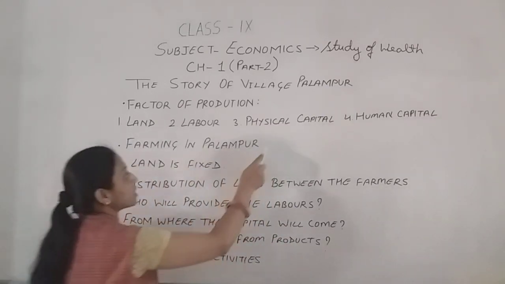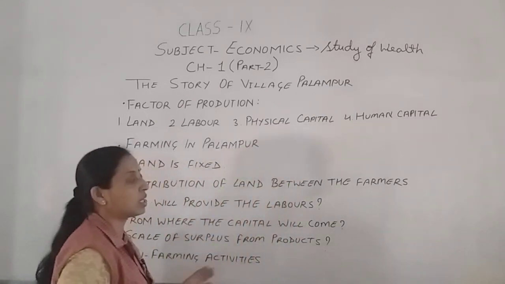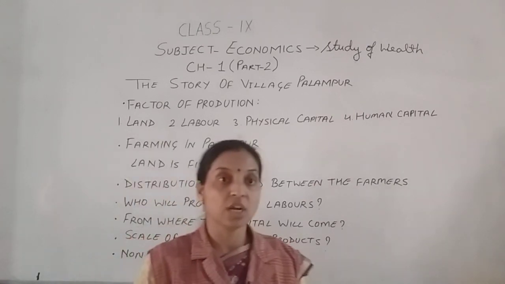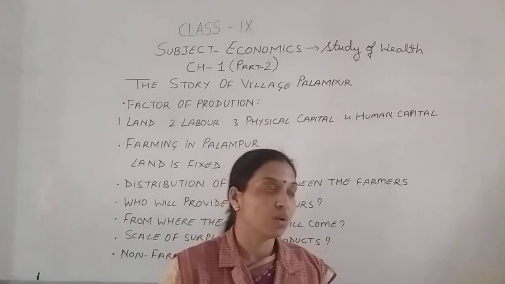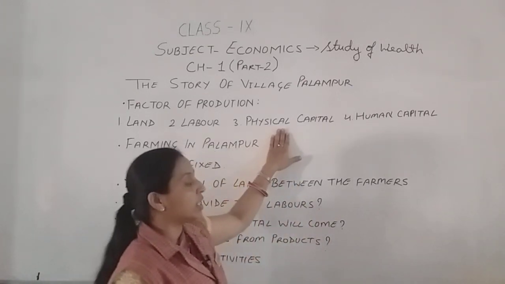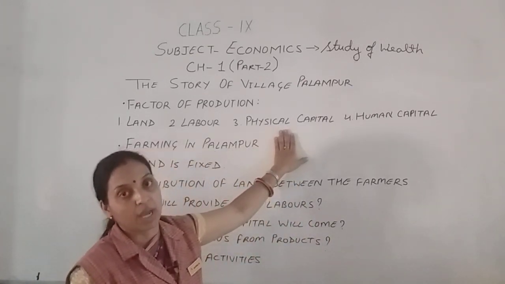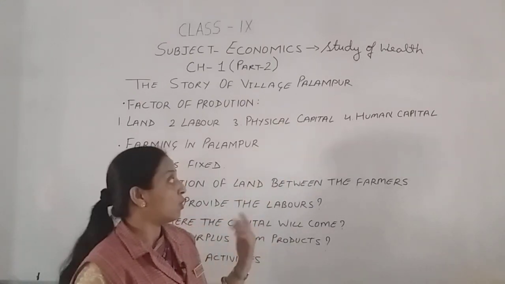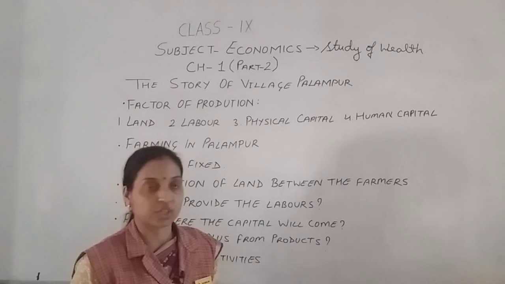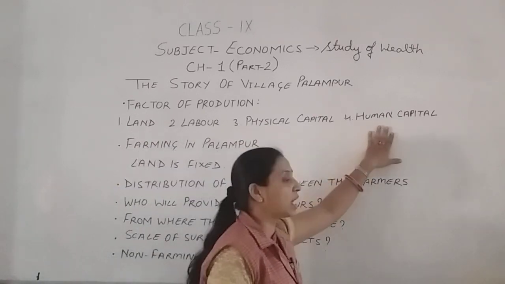Next part is physical capital. Physical capital is also divided into 2 parts. Physical capital means inputs, which types of inputs are used in the production. This is also divided into 2 parts, fixed capital and working capital. It means some fixed inputs are used in the production and some working inputs are also used in the production. Next one is human capital.